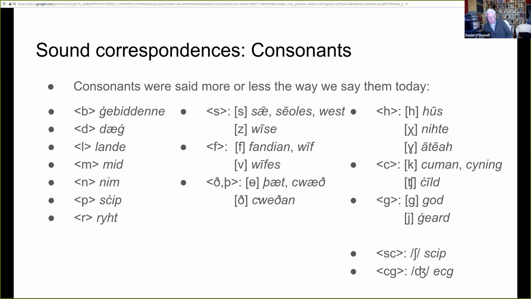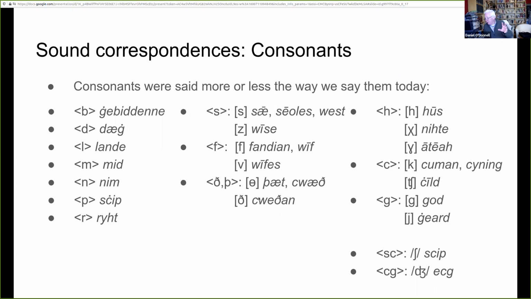Fortunately, the consonants, so the letters that indicate the consonant sounds, are actually not super hard in Old English. The ones in the left column, the B, the D, the L, the M, the N, the P, and the R character, represent the sounds that they would in modern English, more or less. So you have bīdan, dīe, land, mid, nim, scip, and riht, probably a rolled R.